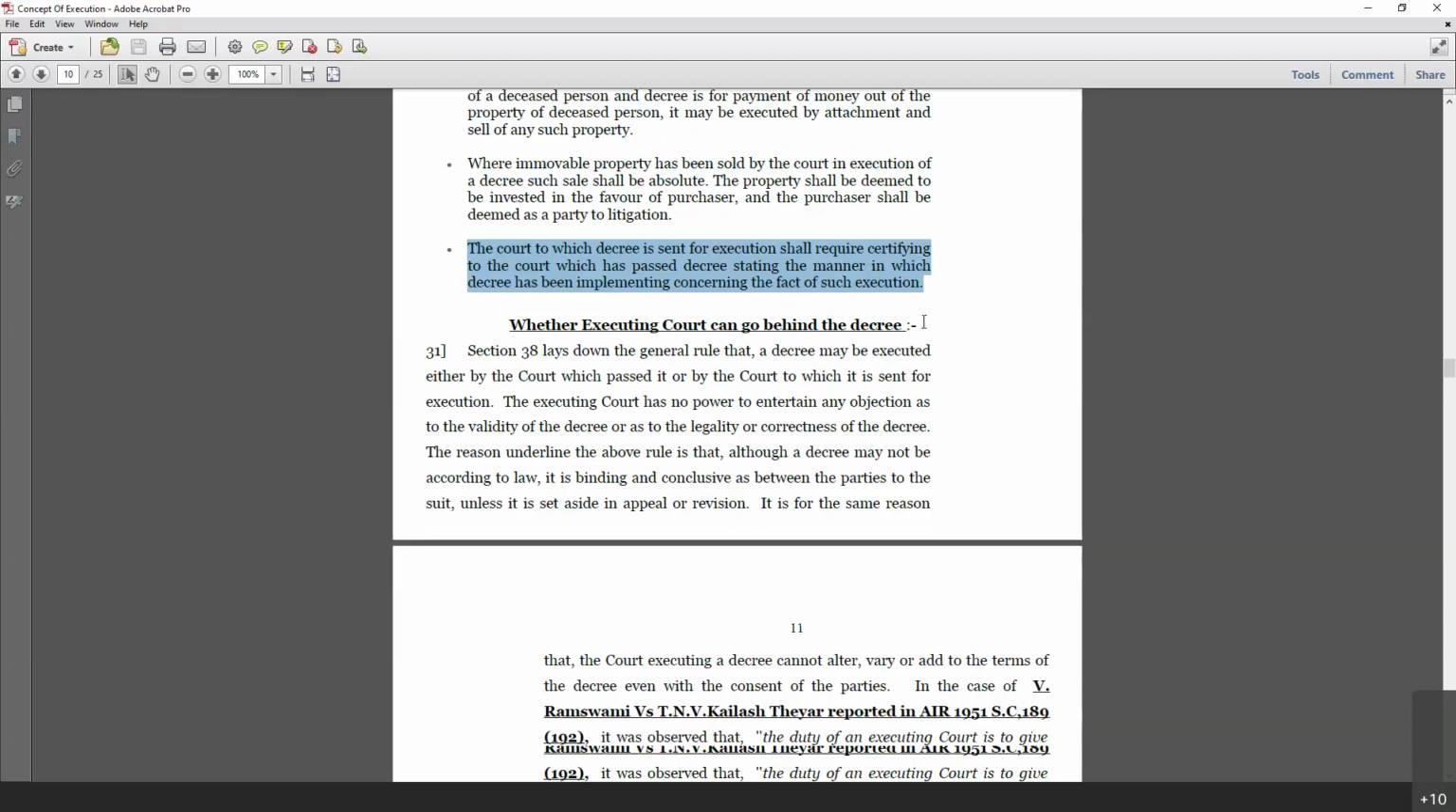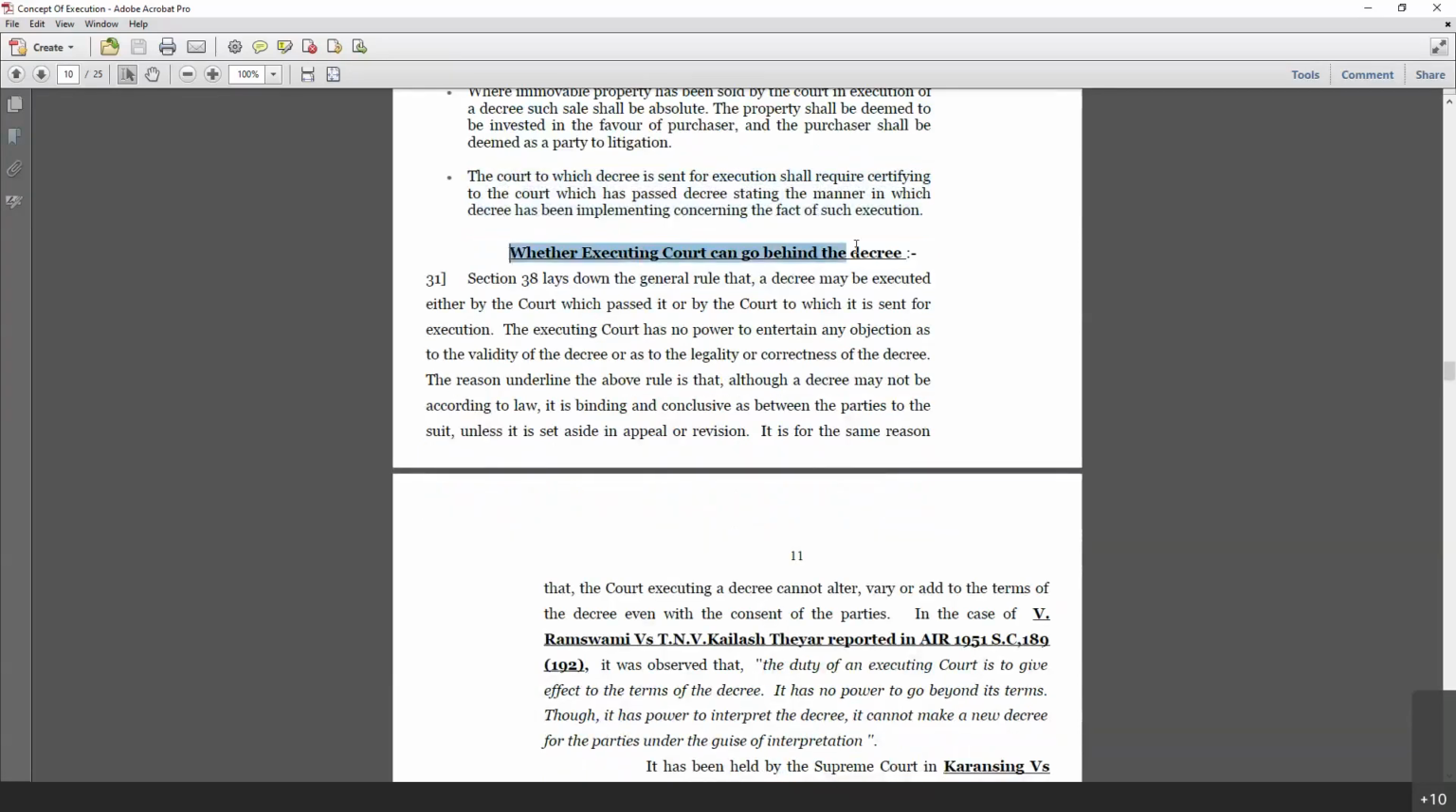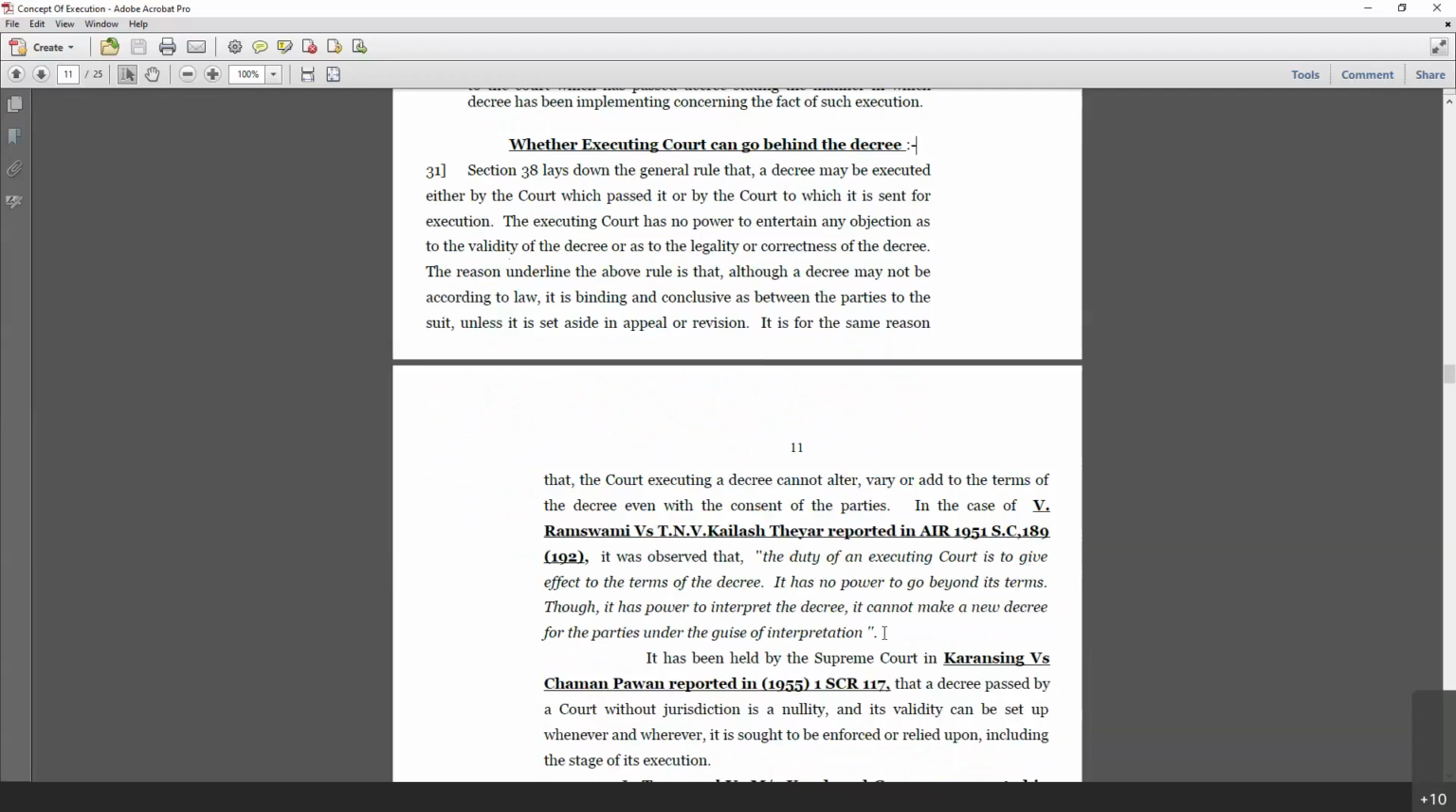Now, one last very, very crucial aspect which you need to remember: an executing court cannot go behind the decree. What does this mean? See, the role and scope of an executing court is very, very limited. Before the executing court, you can't seek to render the proceedings as some sort of a rehearing of the original case or some sort of an appellate forum where you try to come about and revisit the merits of the decree which has been passed against you.